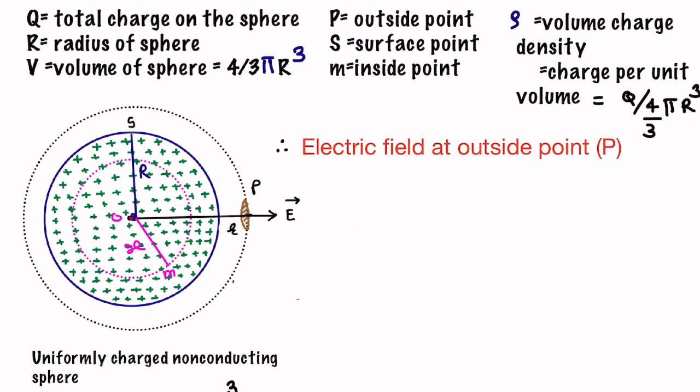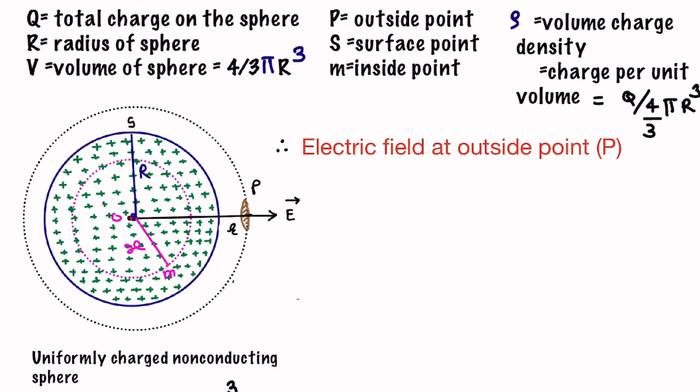Important: what is rho? Rho is the volume charge density, because it is a uniformly charged sphere, the charge per unit volume. Now, the same procedure for calculating the electric field at any point: first consider an imaginary Gaussian surface. This is an imaginary Gaussian sphere whose radius is smaller. Consider a small element ds, calculate the flux passing through ds, and integrate.